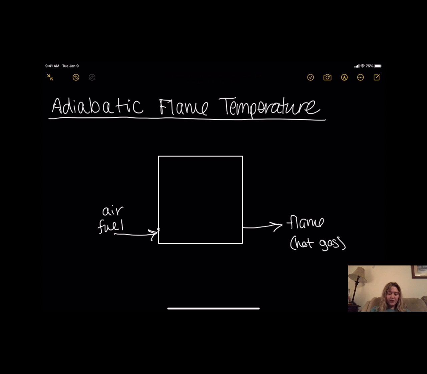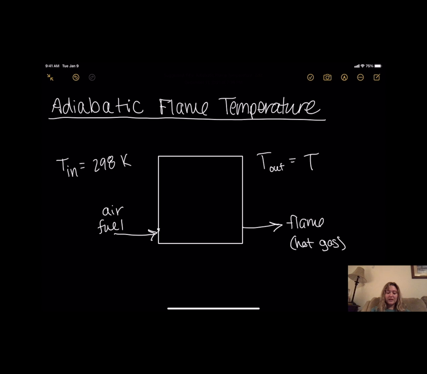Now, the system here has a temperature going in, which we can just say is equivalent to 298 Kelvin. The system also has a temperature going out, which we're just going to call T, and that's what we're looking for. So, since our system is adiabatic, there is no heat loss.